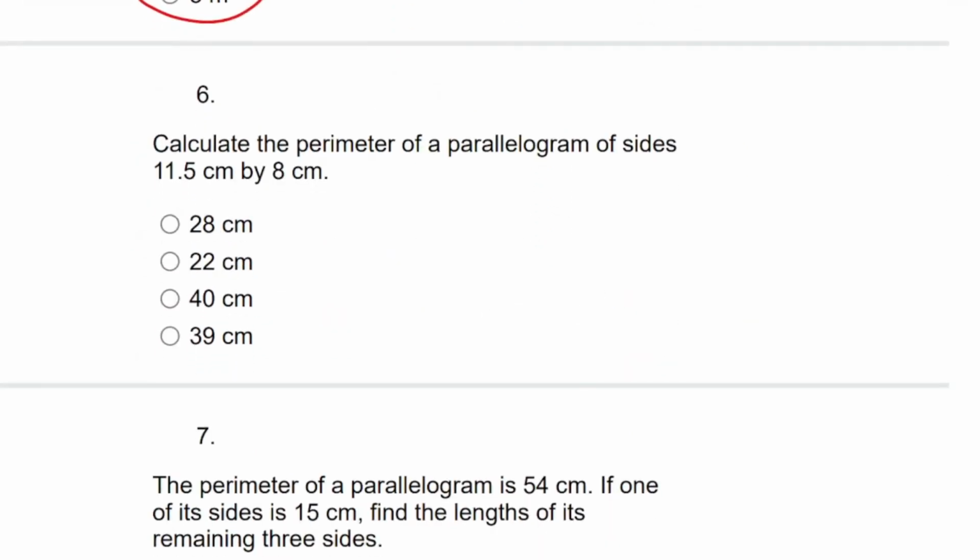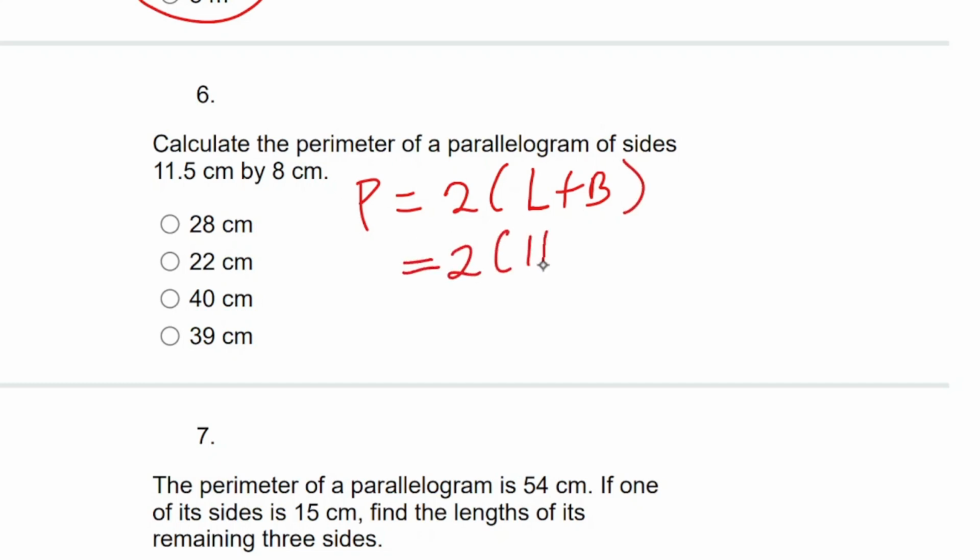For question 6, calculate the perimeter of a parallelogram of size. So, perimeter of a parallelogram is 2 into bracket L plus W. Right, so the given values are going to give us 2 into, the length is 11.5 plus 8. So this is going to give us 2 times 19.5. So 19.5, we calculate 19.5 times 2.